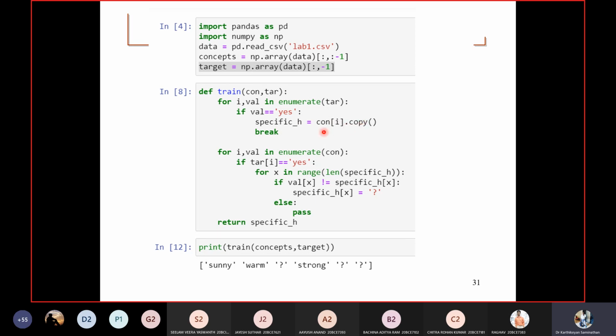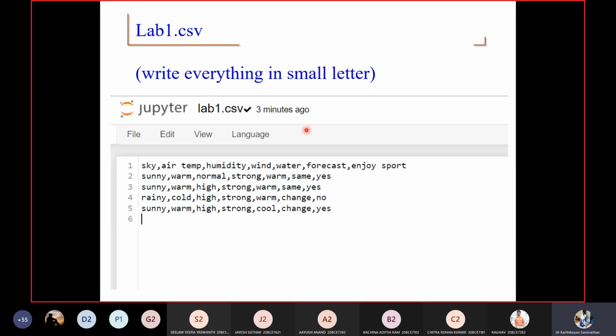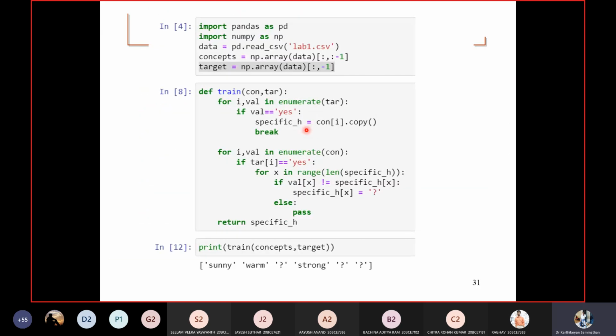Suppose you give the test cases in uppercase or with some indentation, it will give you an error. Suppose you use everything in lower case, the memory reference error won't come. This is just for memory referencing. I'm just copying my thing to the concept, nothing else. Even this is not necessary. So I am passing the concept to the enumerate function here. If the target function is yes, then this algorithm will work. If it is no, it won't work here. The same thing can be written in your own way. So this is a simple example. That's it.